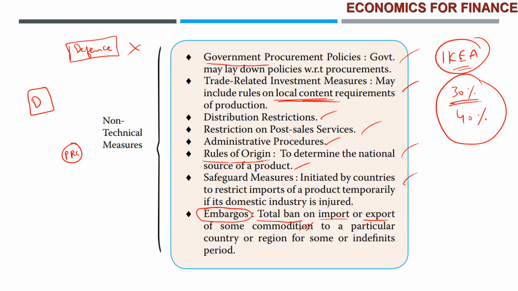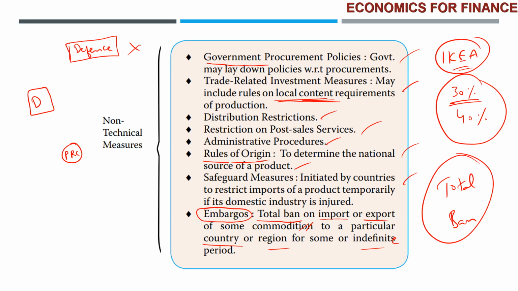So, some commodity to a particular country or region or for some indefinite period. So, embargo means a total ban, simply speaking. Total ban of import or export of certain commodities to a particular country or region for some or indefinite period. For example, in the current scenario, United States of America has announced embargo on Iran. Means no American company can supply any goods to Iran. Not now, since long time. Iran is under embargo from USA.